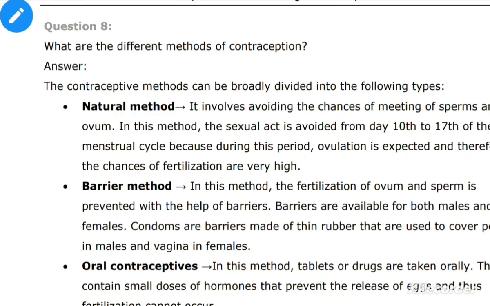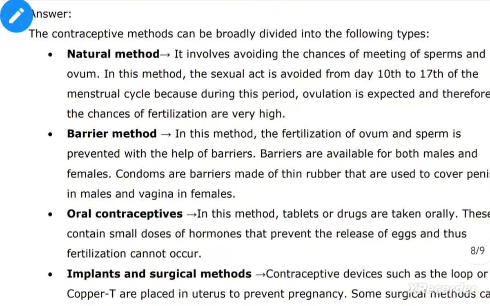Answer: the contraceptive methods can be broadly divided into the following types. Natural method: it involves avoiding the chance of meeting of sperm and the ovum. In this method, the sexual act is avoided from day 10 to 17 of the menstrual cycle because during this period ovulation is expected and therefore the chance of fertilization is very high.